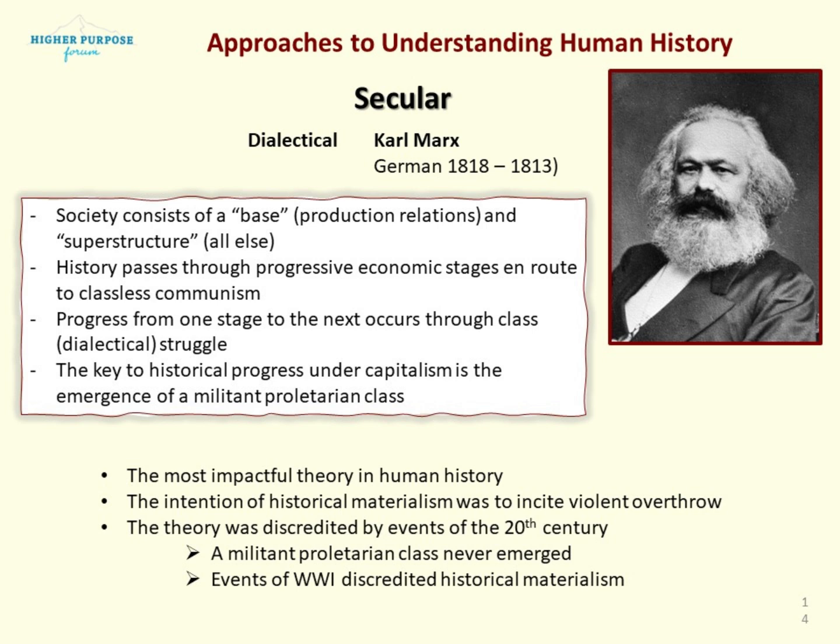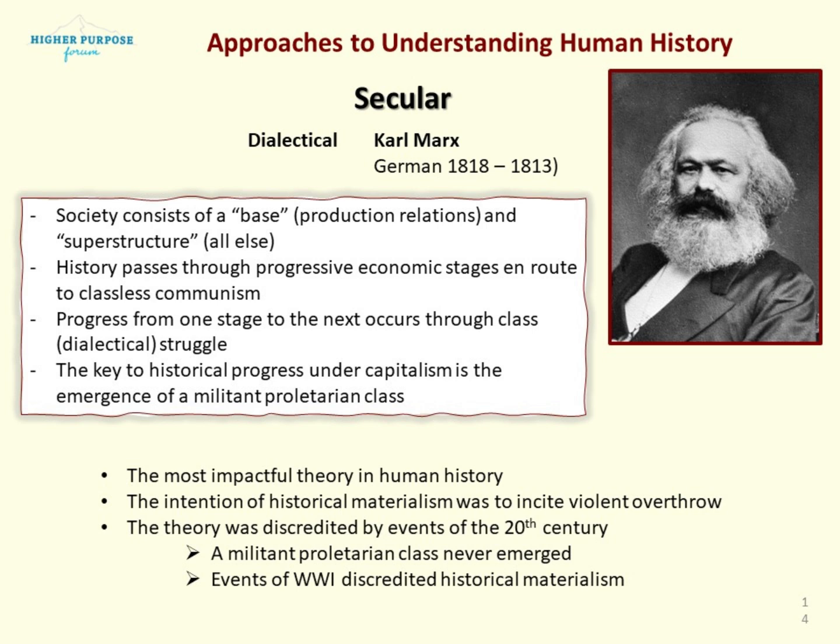Our third theory of history is from Karl Marx. This theory is well known, dialectical materialism. He believed that society consists of a base, which we talked about, production relations, and a superstructure, which is everything else that's the effect of the underlying production relations. History passes through progressive economic stages en route to classless communism. Progress from one stage to the next occurs through class or dialectical struggle. The key to historical progress under capitalism is the emergence of a militant proletarian class. So this is a theory of history based upon progressive class struggle, dialectical struggle.